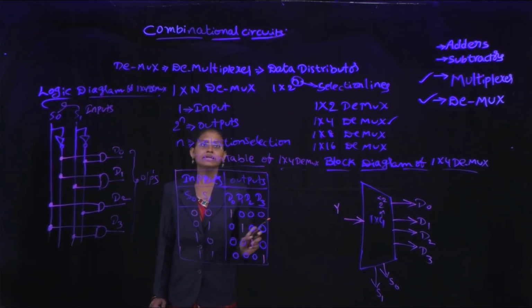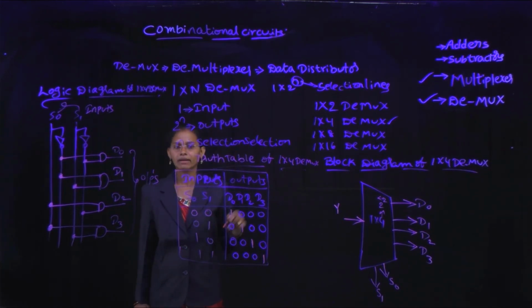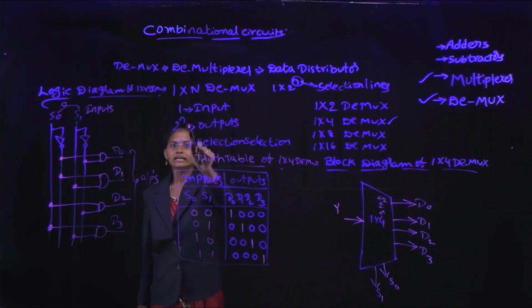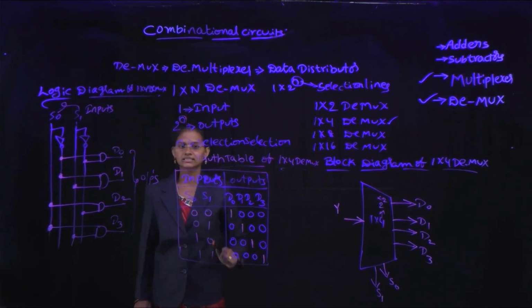Once again I will repeat. Here the demultiplexer has one input and a number of output lines, and n indicates the power of two. Here n is the number of selection lines.